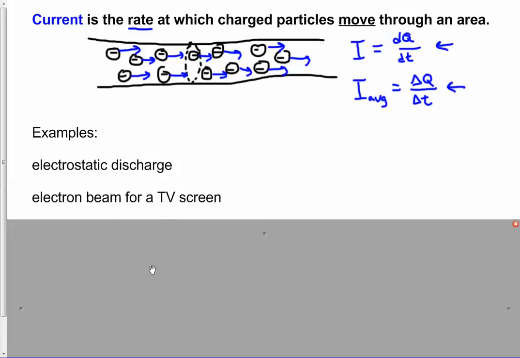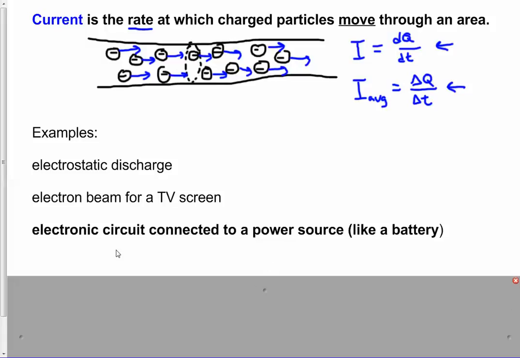TV screens work with an electron beam. That's how they display a show. And so there's beams of electrons being shot onto the screen, and electrons, of course, are charges, and so you can talk about the current there. And then finally, of course, the most important one is any electronic device involves a circuit, and when that circuit has a power source in it, like a battery, we're going to have charges flowing around the circuit, and we would always want to know what the current is in that situation.